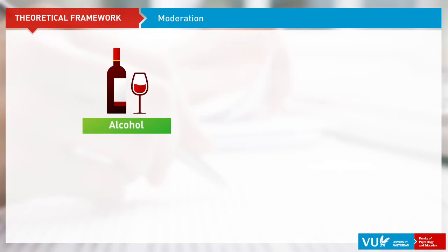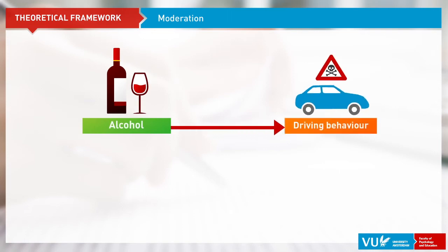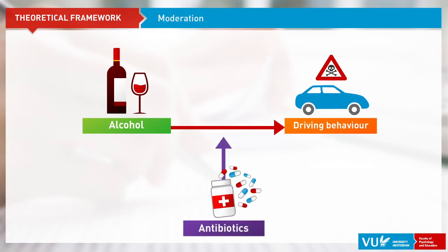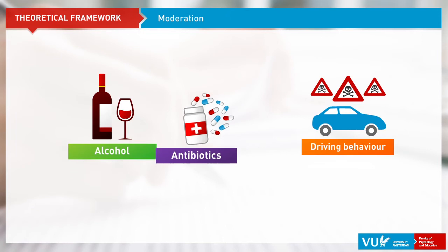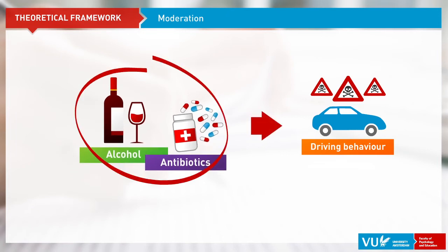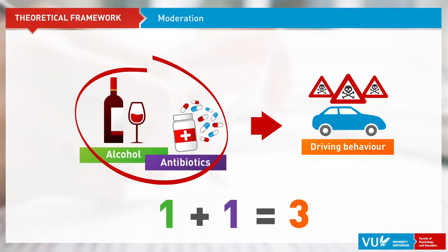Example: alcohol has a negative influence on driving behavior. However, when someone uses antibiotics when drinking alcohol, this effect is much stronger. Beware, the effects are not summed up, but alcohol and antibiotics together reinforce each other in driving behavior. In this situation, 1 + 1 = 3.